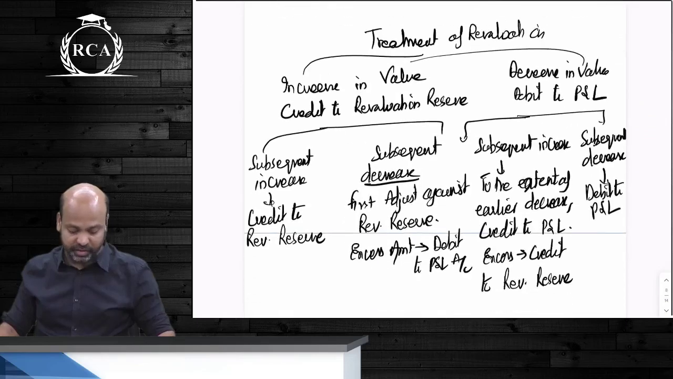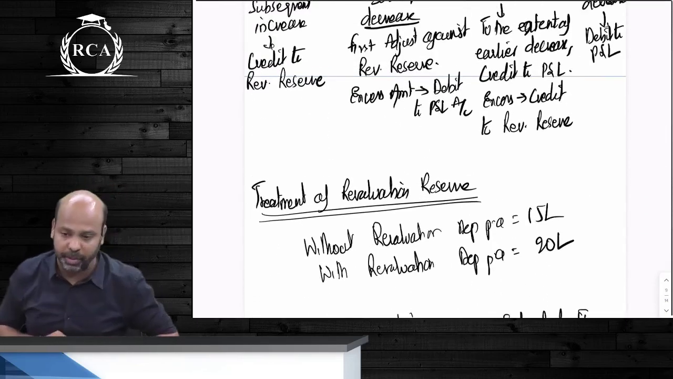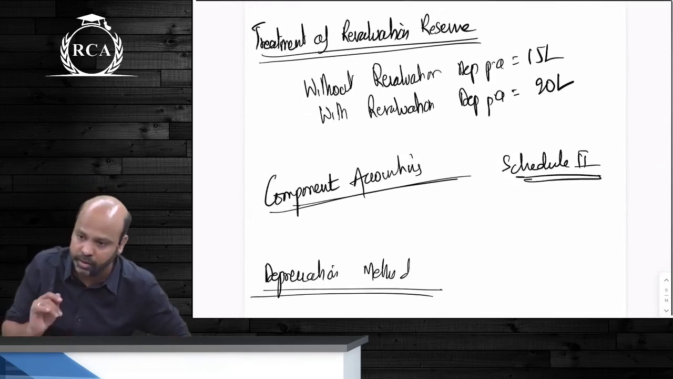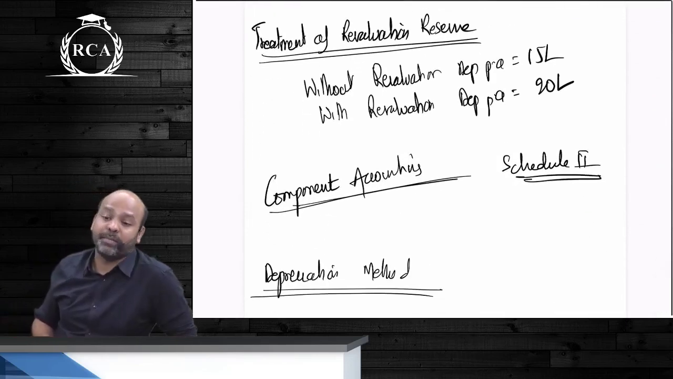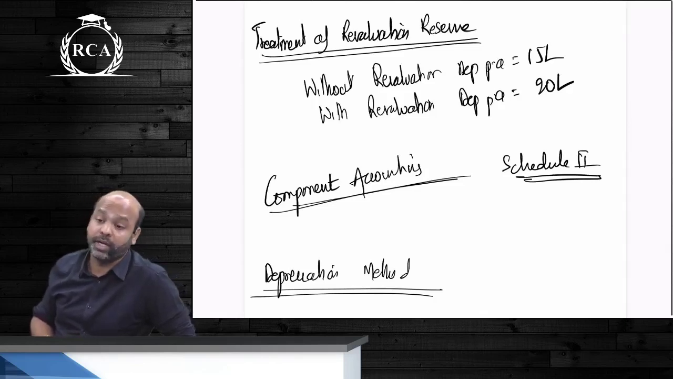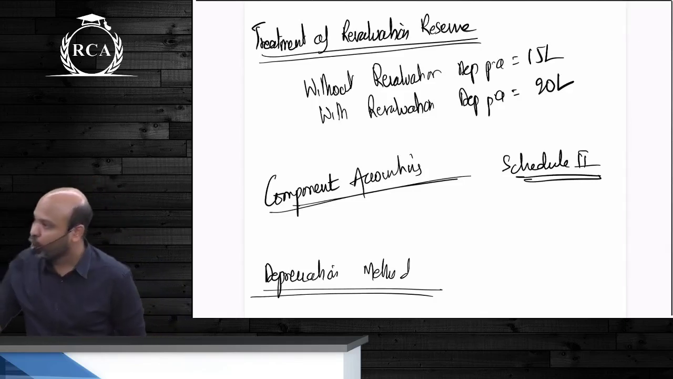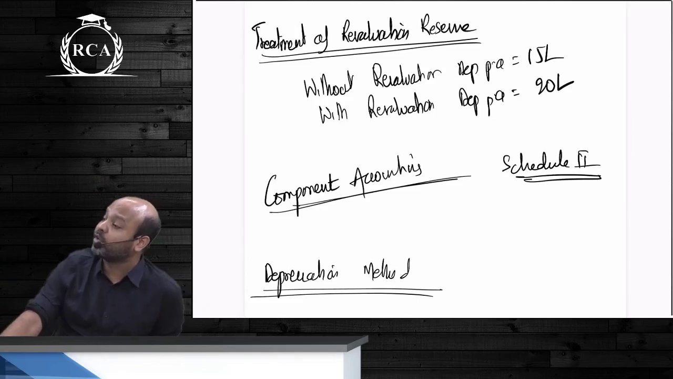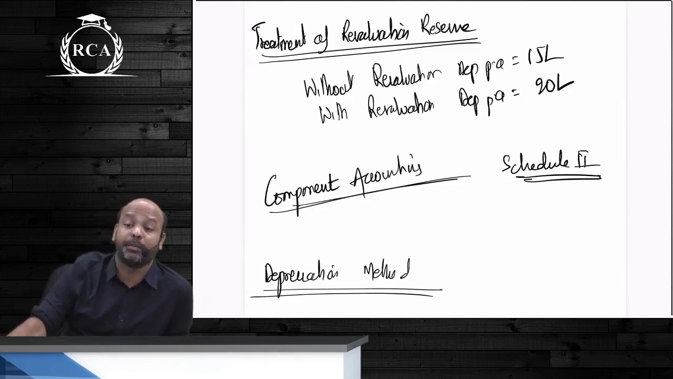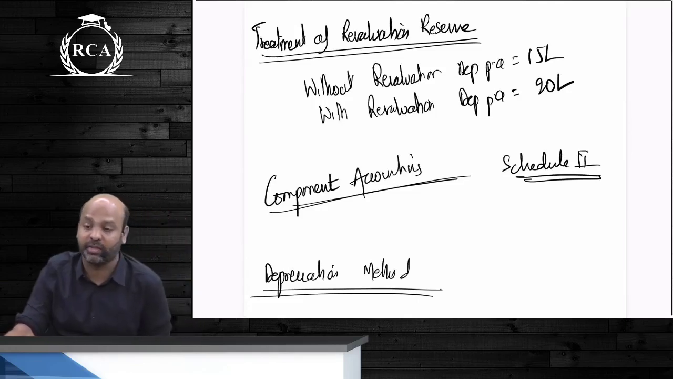After this, the treatment of revaluation reserve, we moved on to depreciation. Before depreciation, we did component accounting. I said if an asset has significant parts, and those significant components are subject to different depreciation methods or different useful lives, you should record each of those components separately and depreciate them separately. You cannot depreciate the entire unit as a single asset.